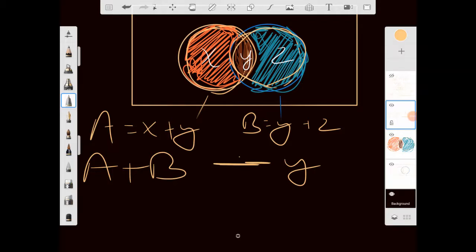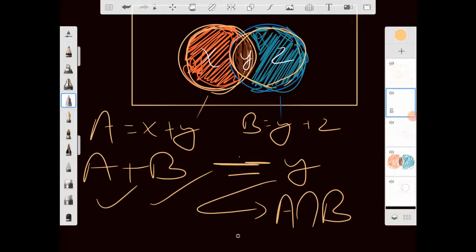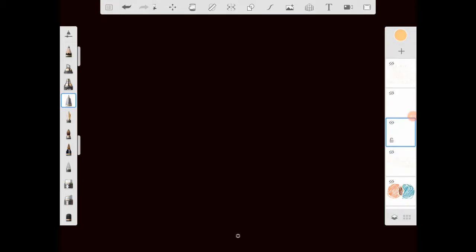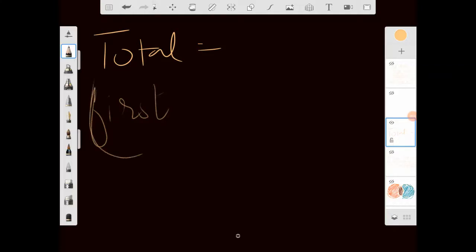So let me rephrase the formula. Now what is Y here? Y is A intersection B. So my formula will be A plus B minus A intersection B. Okay, if I cancel out everything else, what it shows is my formula: total is equal to the first set plus, sorry, this is not a good ink.